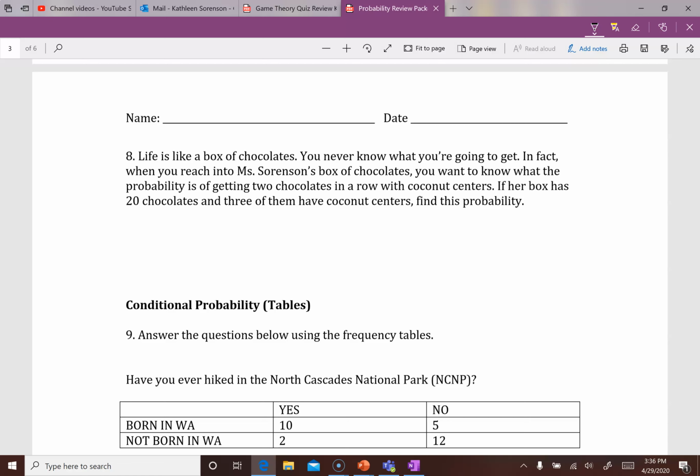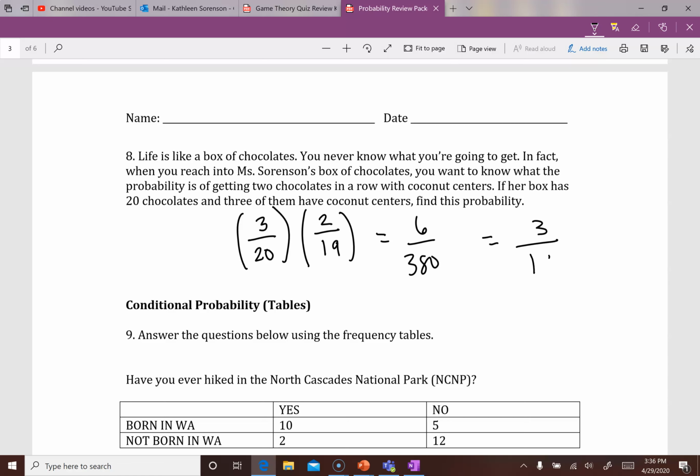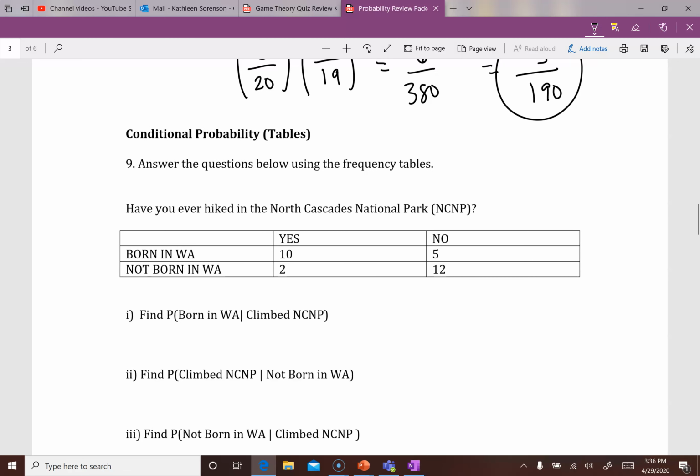All right, so you have 3 coconut out of the 20, and then you're trying to get 2 in a row. So you've got to pick another coconut, but you're down to only 2 coconuts now out of 19. That's going to become 6 over 380, which is equal to 3 over 190.